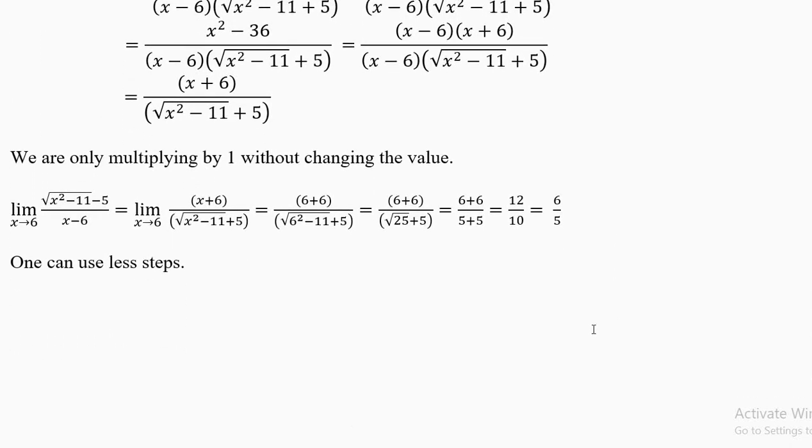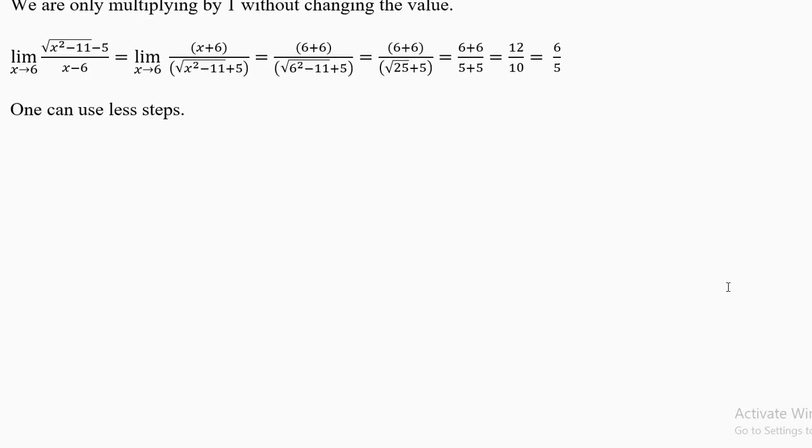Now take the limit, put this expression here, put x equal to 6, you'll get 6 plus 6, 5 plus 5, 12 by 10 equal to 6 by 5. The two questions are very similar. They look different, but they are same, different numbers.